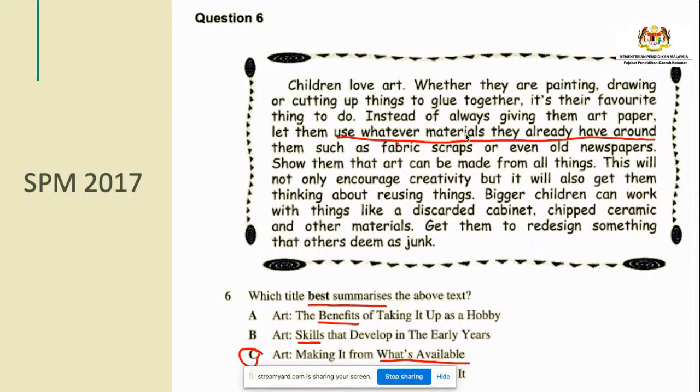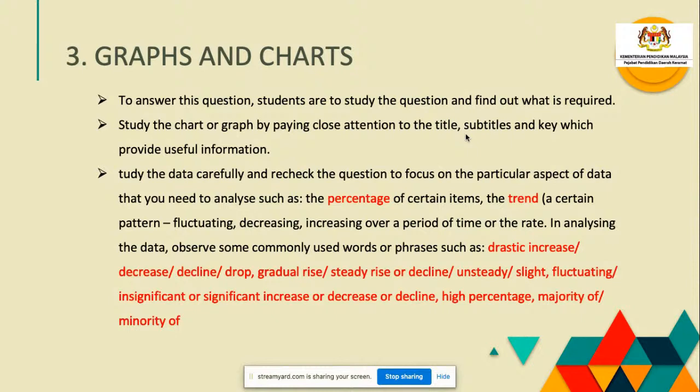Dalam kelas nanti, your teachers akan bagi you a lot of interventions program, akan fokus pada skills, akan fokus pada tajuk-tajuk tertentu. So try to apply. You can see that you can answer the questions as compared to before. Okay? All right. Besides advertisement, short text, we also have graphs and charts.